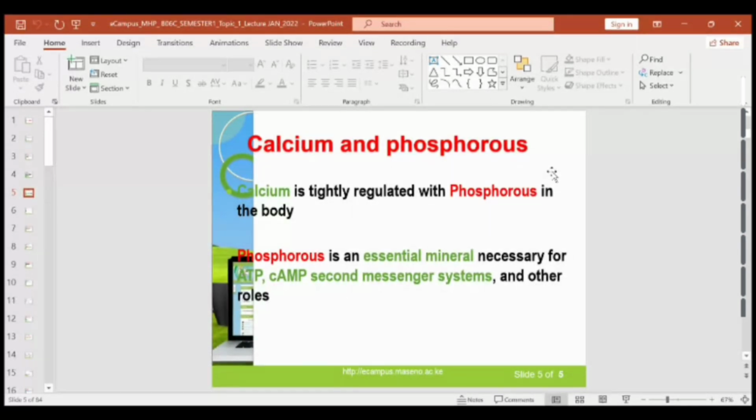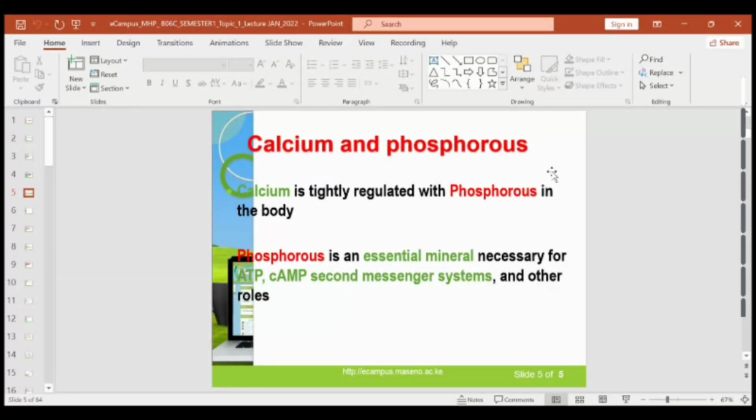Phosphorus is equally essential. We have something like ATP, adenosine triphosphate, so it means it has 3 molecules of phosphate. Once you cleave one, energy will be released, so it's an energy storage form.